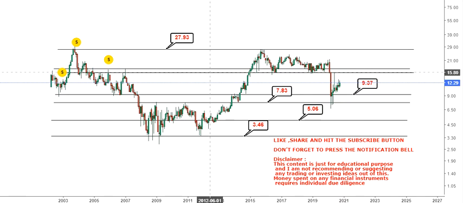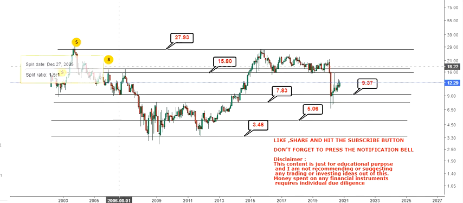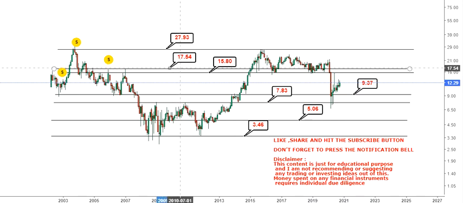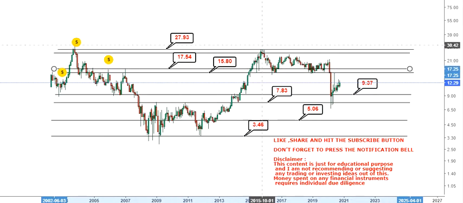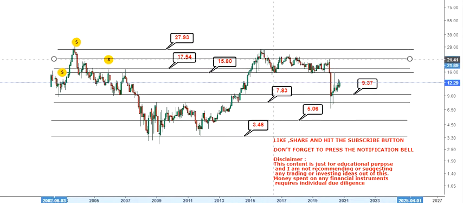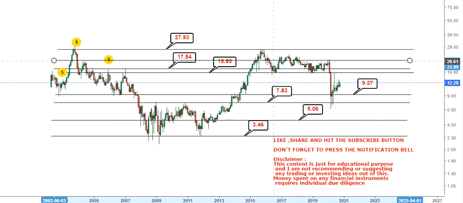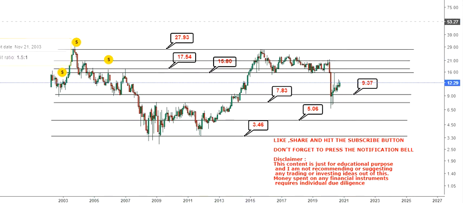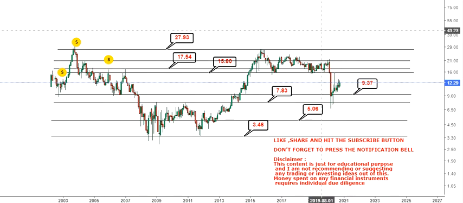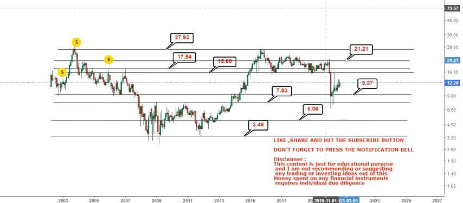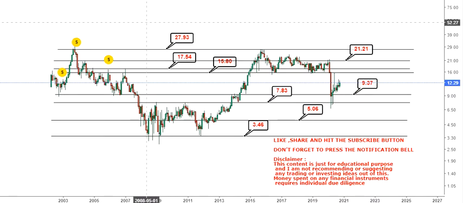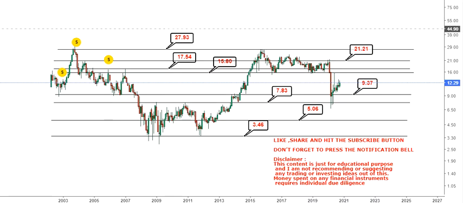On the upside, you have your first target or resistance at 15.8, then your next at 17.54, and if you want one more in between, you can look at 21.21 as your next target or resistance, then you have 27.93. So these are all the important support and resistance levels which one needs to look at.